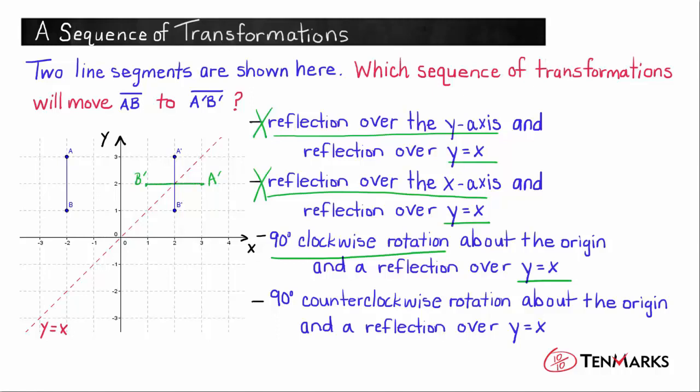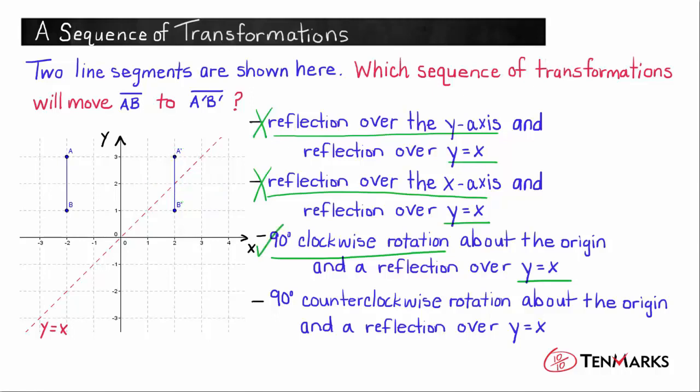Next we'll reflect this line segment across the line y equals x, and that'll put the new point for A right here, and the new point for B will be here. So that is going to give us the line segment we're looking for. It looks like option 3 is going to be the correct answer.